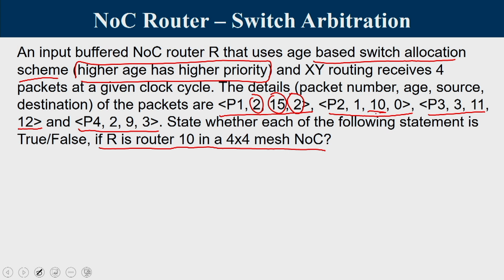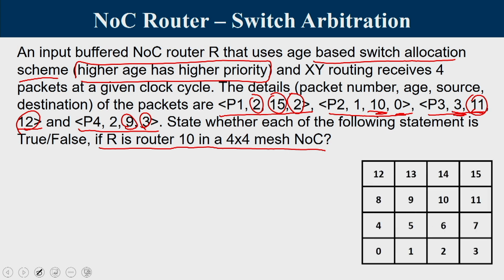Similarly, P2 is coming from 10 going to 0, P3 is from 11 going to 12, and P4 is from 9 going to 3. The ages of the packets are also given. Now, let us try to understand how these packets are coming. We are talking about router number 10, and these are the packets.